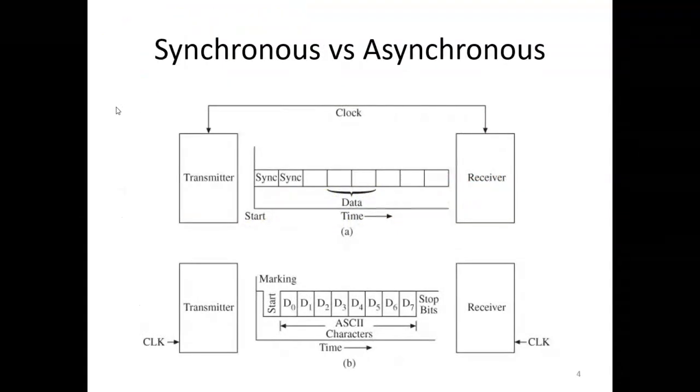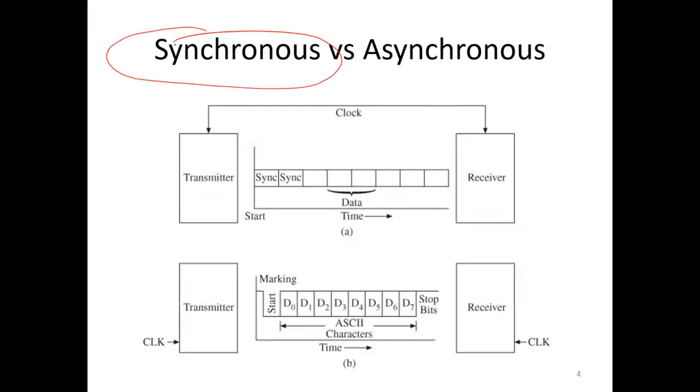Now, let's start with some terminology. If you have to connect two devices in serial communication, there are two modes. The first mode is called synchronous mode. The second mode is the asynchronous mode. In the synchronous mode, you can see that the two devices are sharing the same clock. So this is called synchronous mode.